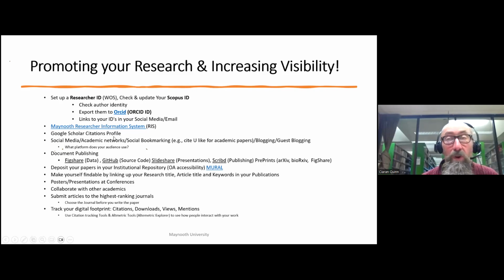Google Scholar Citations profile, useful as well. Pull all your papers in there, and then you can also generate a little profile of yourself, your publications, the citations you've got, all that. Get yourself out in social media, whatever one you like to use, whether it's blogging or you like to use Twitter. Twitter seems particularly popular in Maynooth.